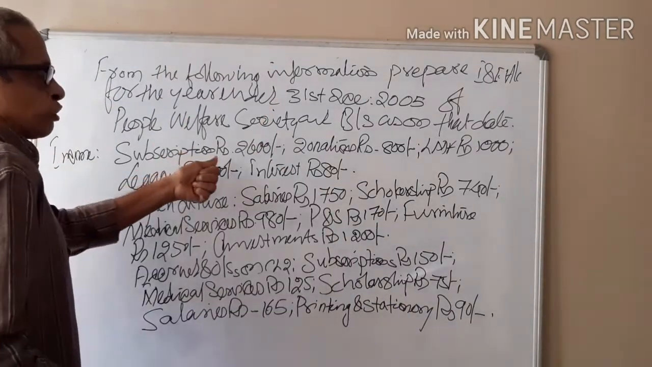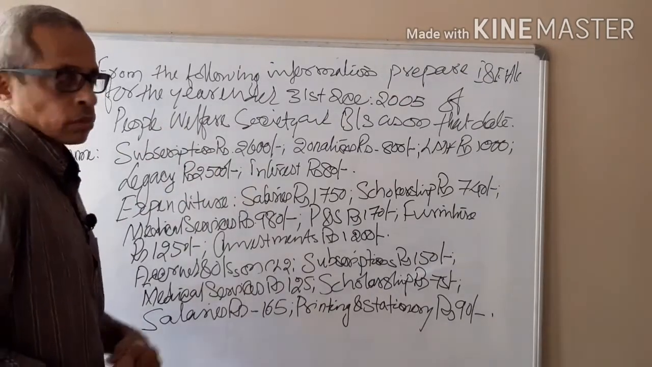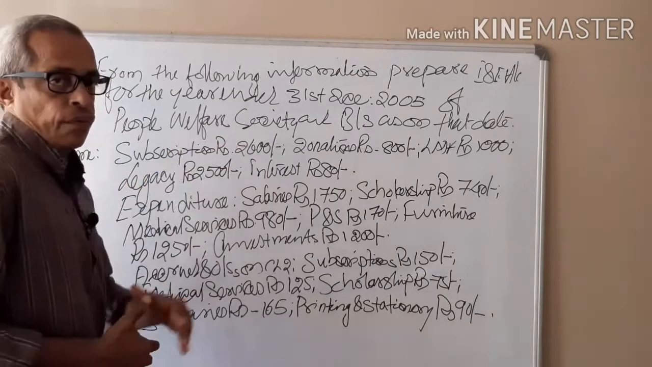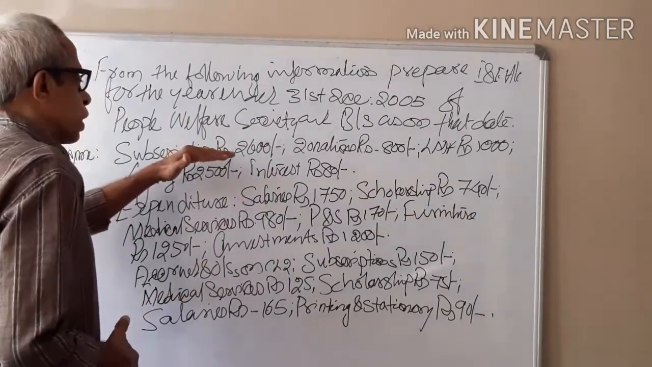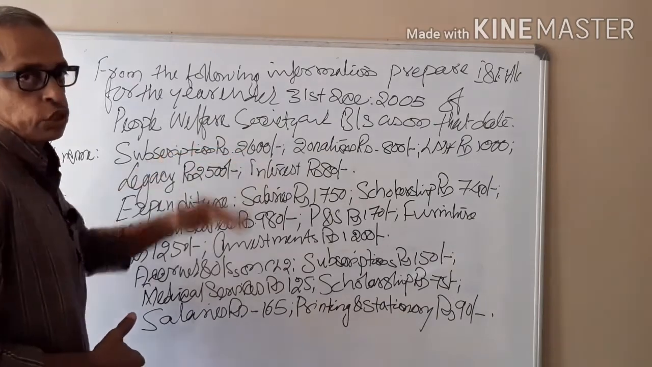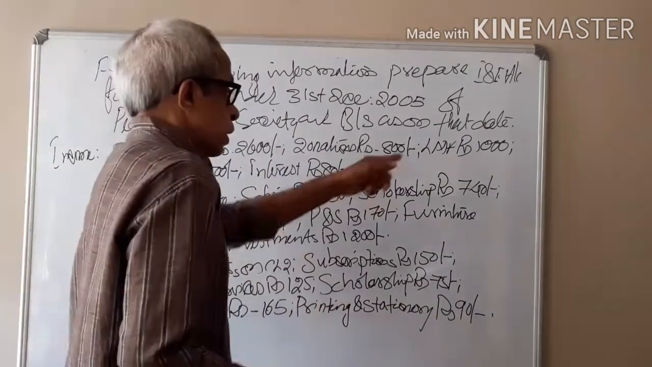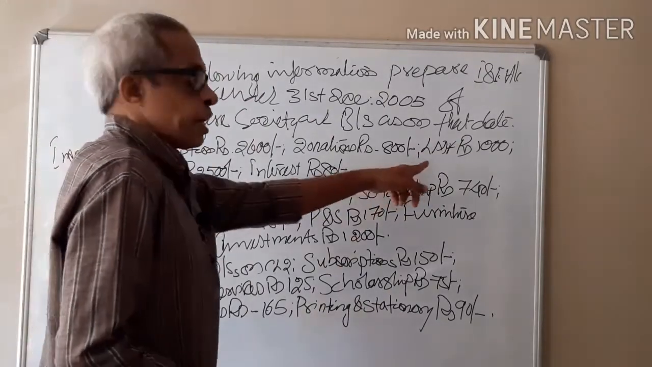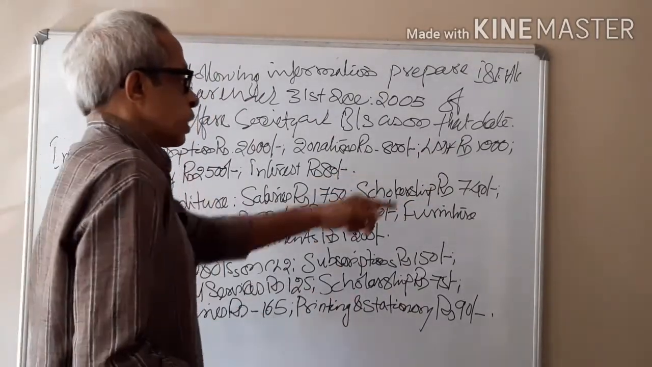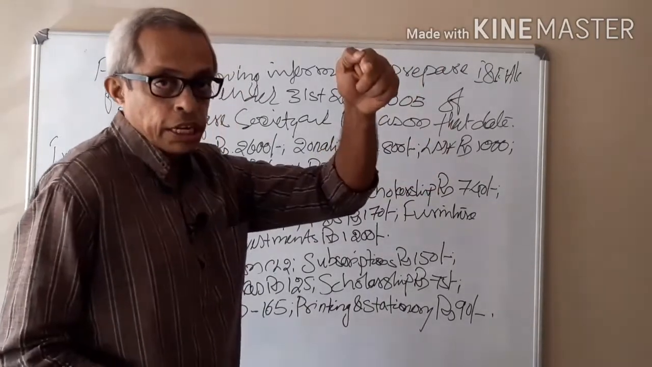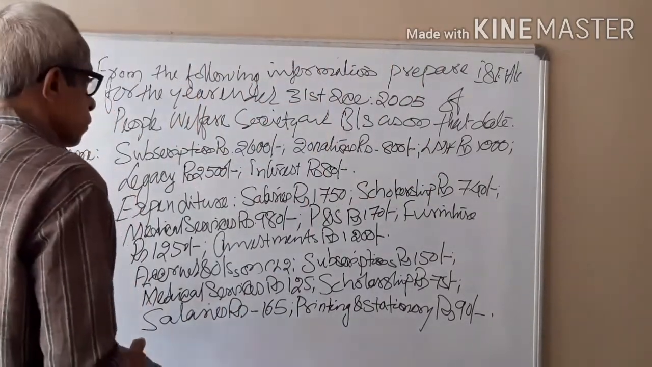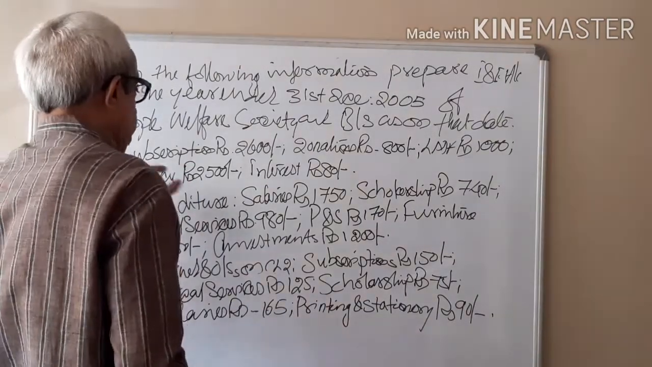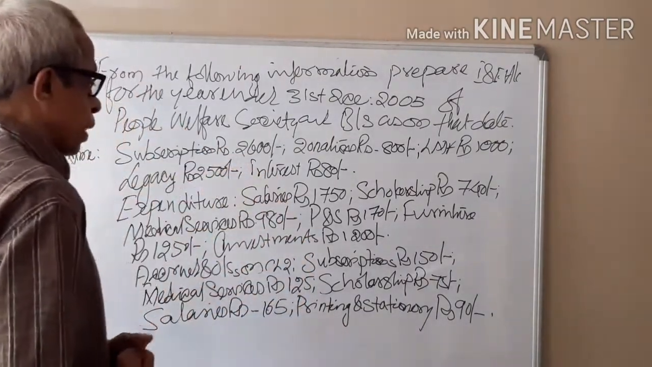First one is subscription. That subscription amount is the revenue figure. Therefore, this item should be credited to income and expenditure account. Then life membership fees is there, that is 1000 rupees. Being a one-time payment, the amount may be shown on the liability side of the balance sheet. And then there is legacy. Amount of legacy may also be shown on the liability side of the balance sheet.